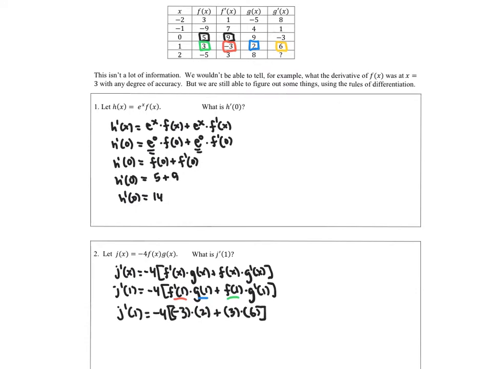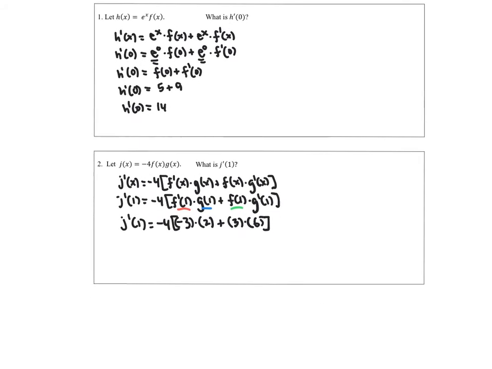Okay, let's do a little simplifying here. And we get j prime at 1, or the slope of the tangent line to j at x equals 1, is equal to negative 4 times, that'd be negative 6 plus 18, which is 12. So j prime at 1 will equal negative 48. Okay, that's sparse data, just enough data to get us where we want to be. All right, let's continue on the next slide.